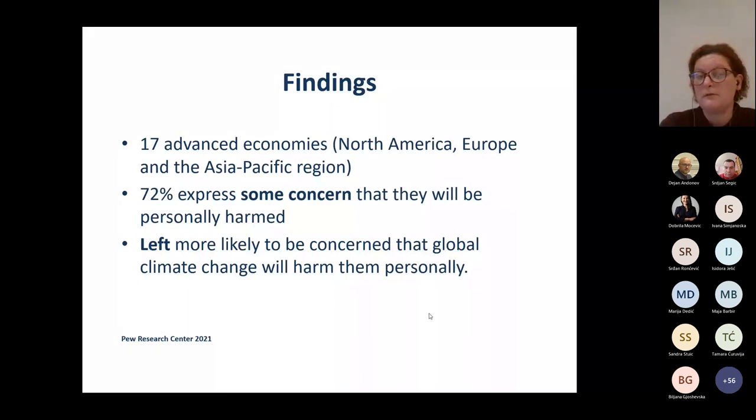When I talked before about the shaping of ideology, that means it is a fact that people who are left leaning on the political spectrum are likely to be more concerned that global warming and climate change will harm them personally. For example, the people who lean to the right of the political spectrum are not so concerned. These findings, of course, are troubling, and we will see why.